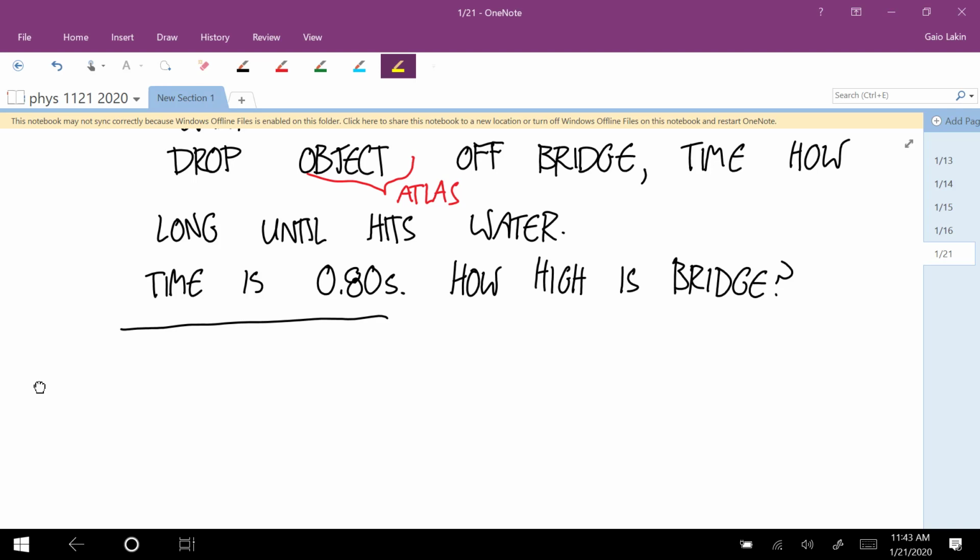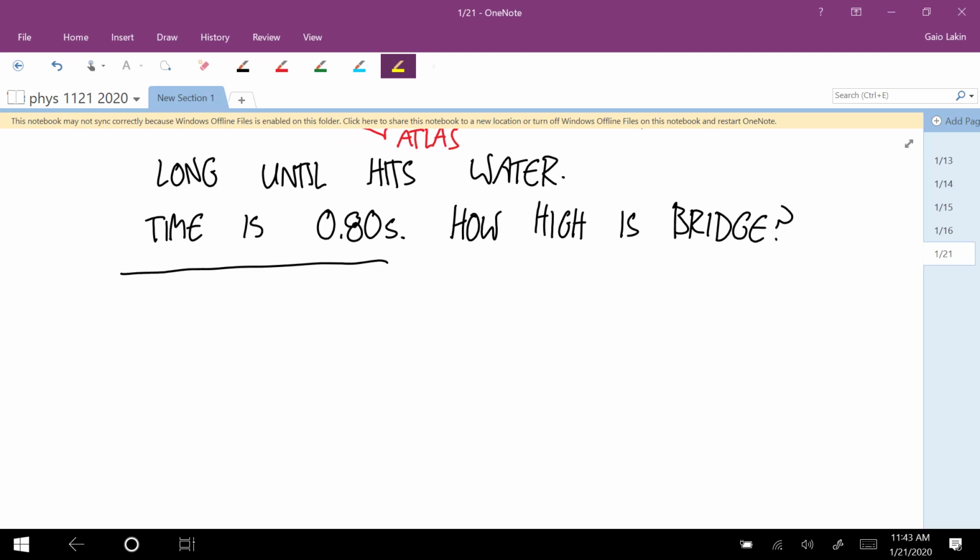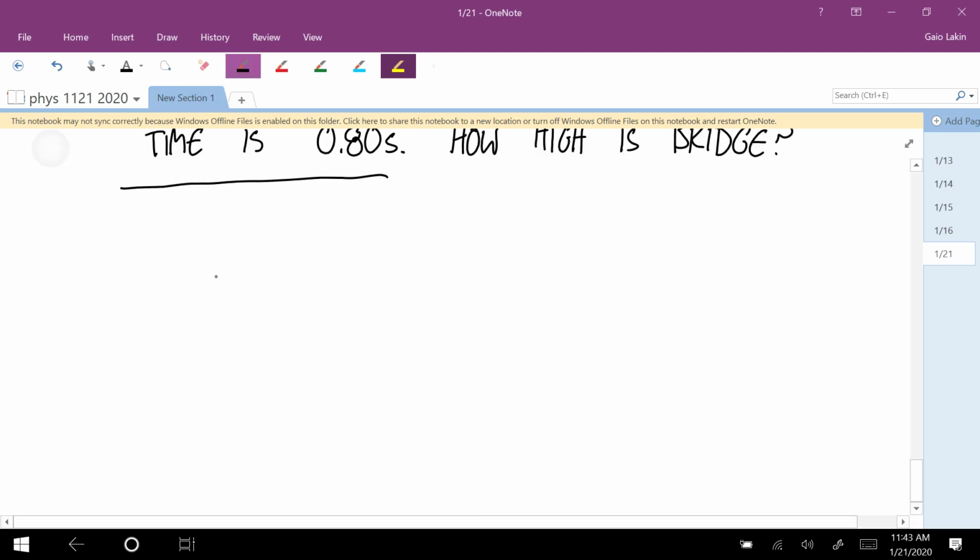Okay, so for this calculation, there's the bridge, here's the river. Here's you.